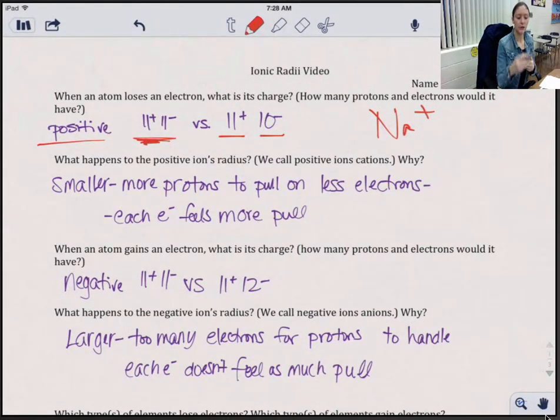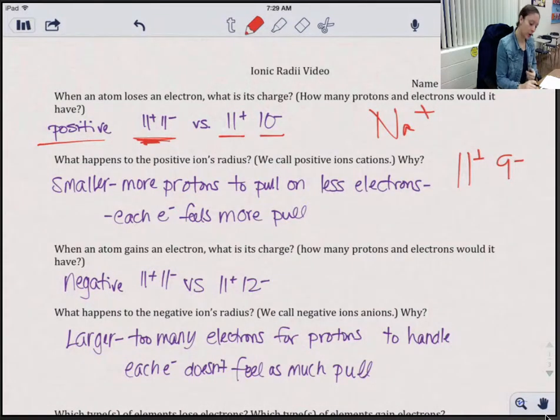So instead of having just one pulling on one, now I've got, I don't know, you can say 1.5 pulling on one. It would happen again if I would lose another one. So if I would have 11 positives and 9 negatives to make a 2+ ion, it would be even smaller because now I have still the same number of positives but even fewer negatives for those positives to pull on. So each positive can pull on the negatives more.